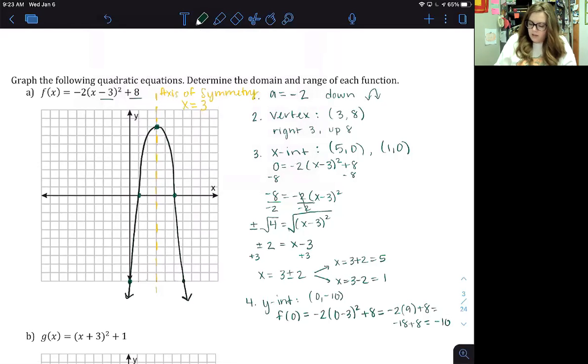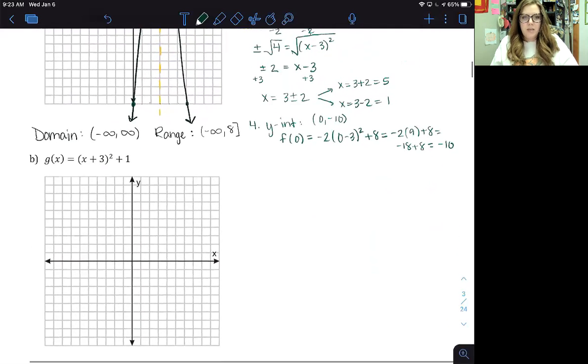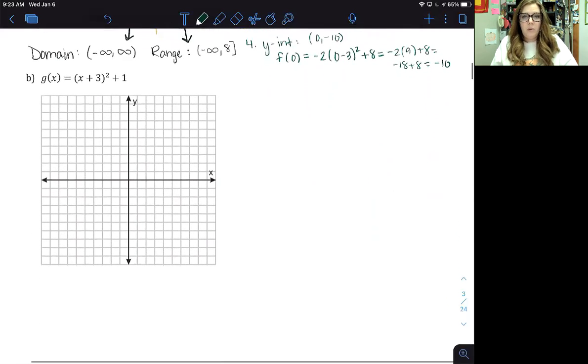Okay. And then it also asks us to find the domain and the range. So we know domain of a quadratic function is negative infinity to positive infinity. And then the range, since we have a maximum or a topmost value, we're going to go from negative infinity to 8, because that's the y value of our vertex. Okay. All right, I want you to try B, and then we will go over it tomorrow.